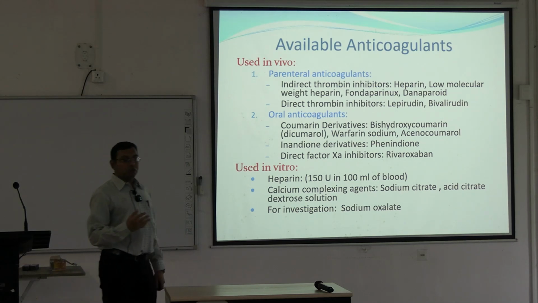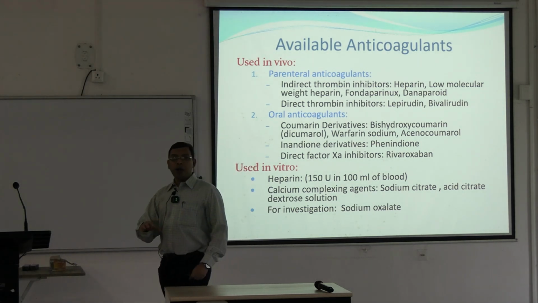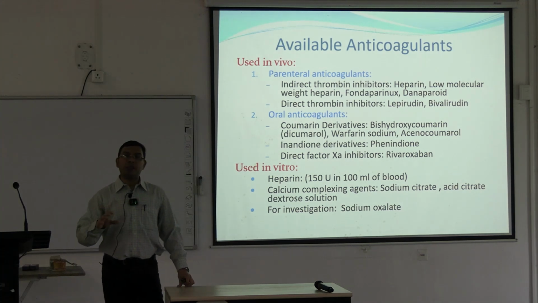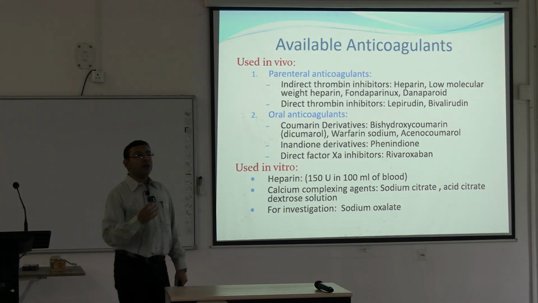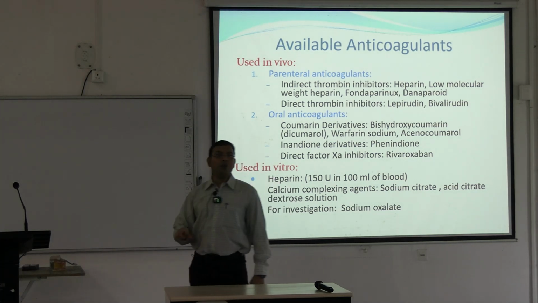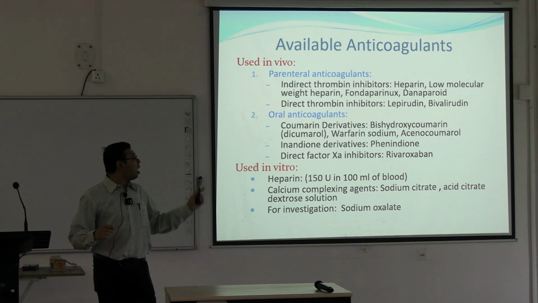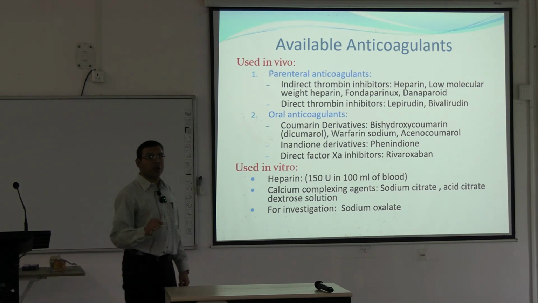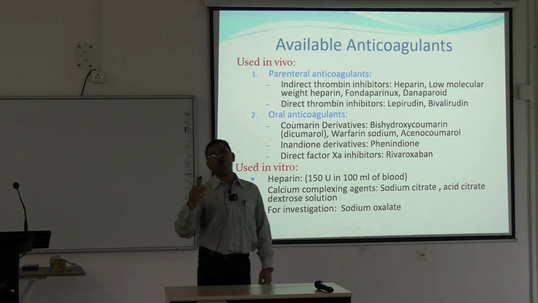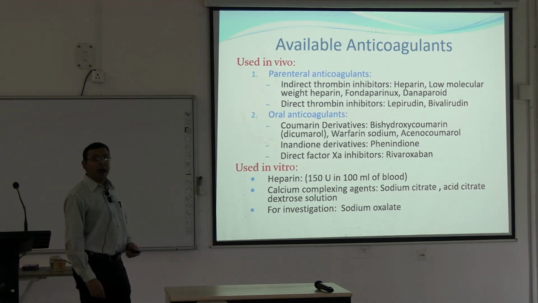Some anticoagulants are used in vivo, that is within the body, for the diseases we have discussed. And again, for diagnostic purposes, the blood is collected in a test tube, and to keep this blood fluid, some anticoagulant is added to it. These are known as in vitro anticoagulants. In vivo anticoagulants may be parenteral or oral.